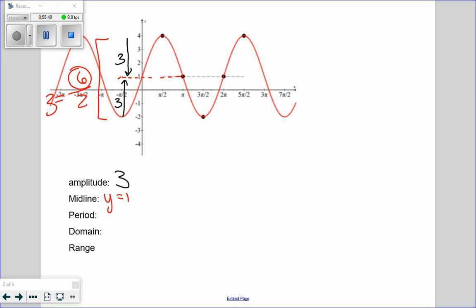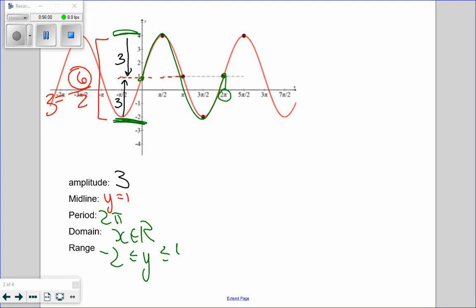Period. From start to finish, it took 2 pi. So period is 2 pi. Domain, it goes forever. Range, bottom to top. So -2 to 4.